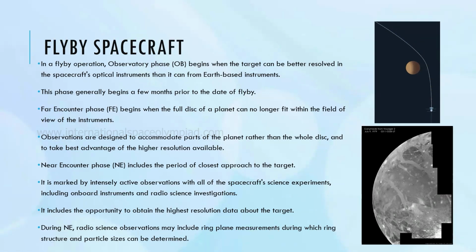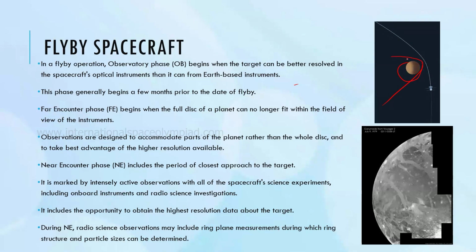Maybe sometimes it can even come and go like this. That curvature may change, but anyway, this is the idea. It is not going to orbit, because its speed is such that the planet cannot capture the spacecraft.